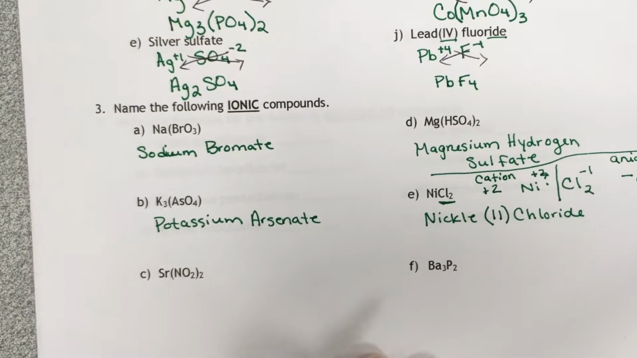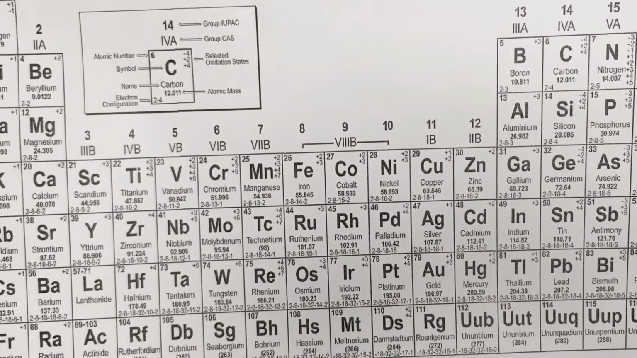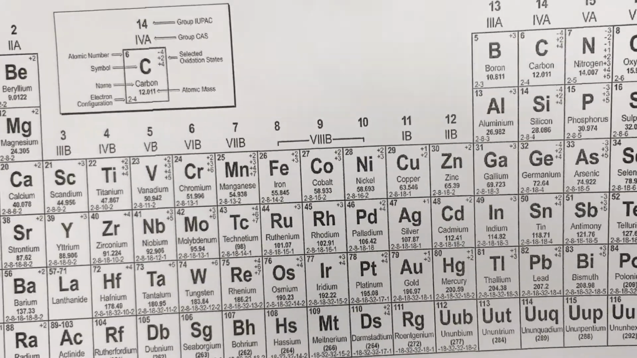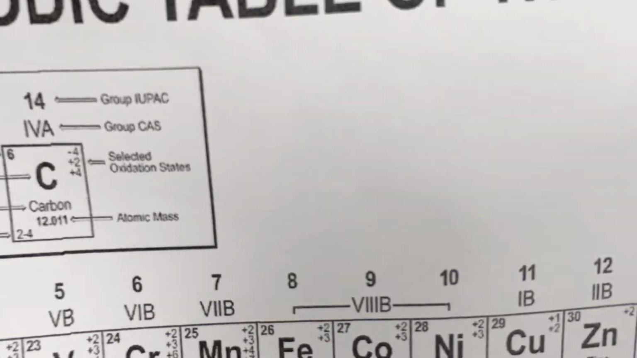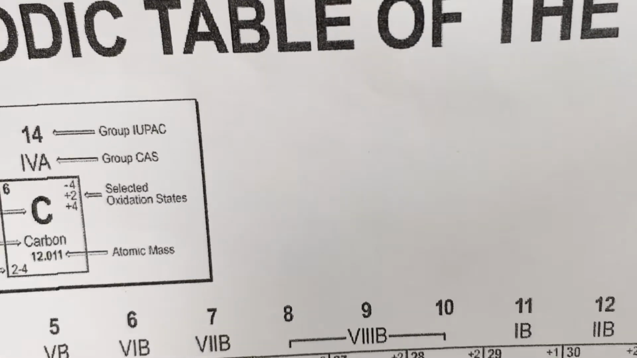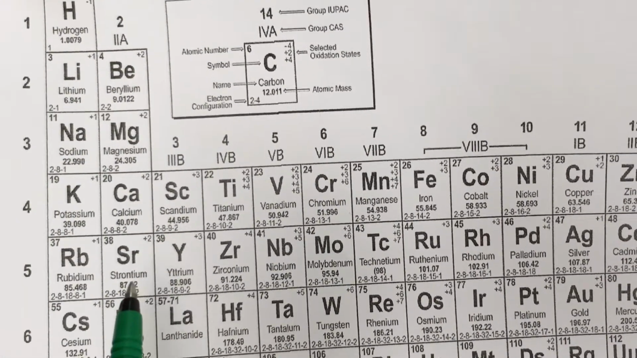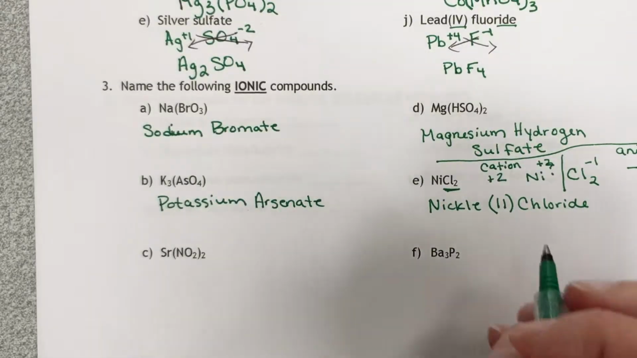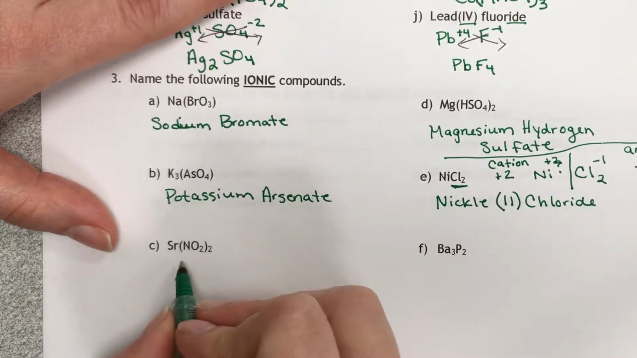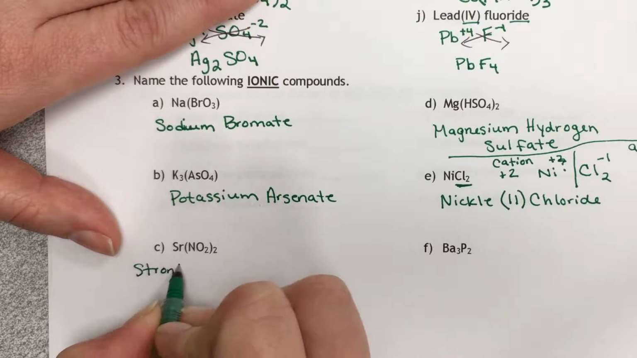Let's move on. So we have SrNO2. This is not ammonium, so it's got to be on the periodic table. So now I'm going to look for Sr. I do not see it. Now I see it. Strontium. Strontium is in the S block, so you can just assume that it is a +2 charge. So we're not worried about Roman numerals in this case. So strontium, we're just going to write its name.